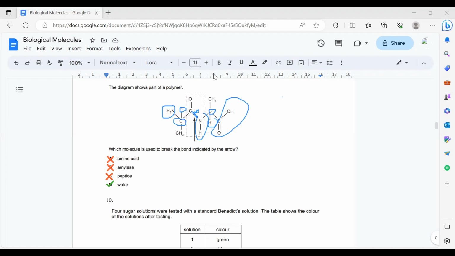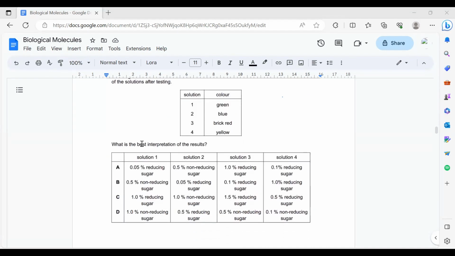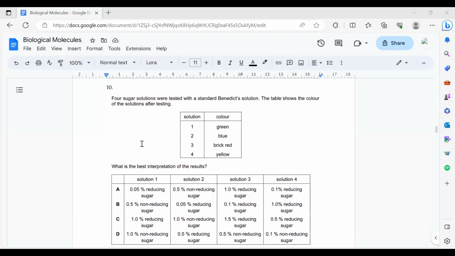Answer is D. Question number 10, probably the last question of today, as I have a lot of questions. There are like 12 pages in this document, but because I'm explaining most of them in detail, it's taking a lot of time. So I'll probably upload these videos in parts. So please look forward to more topical questions on biological molecules.